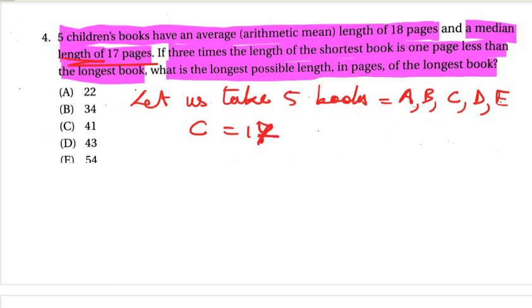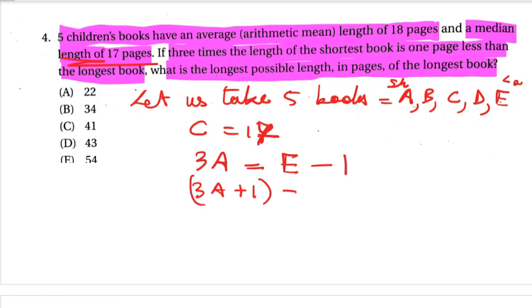Okay, now it says 3 times the length of the shortest. Suppose we have started from the shortest, SH, till the longest, LO. So 3 times the shortest is equal to 1 page less than the longest. E is the longest. So now this becomes 3A plus 1 is equal to E.